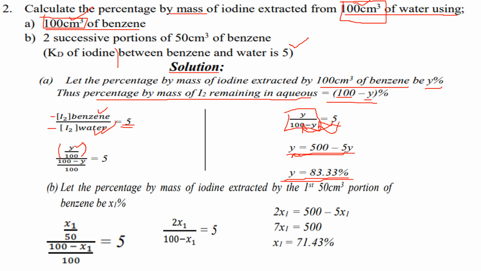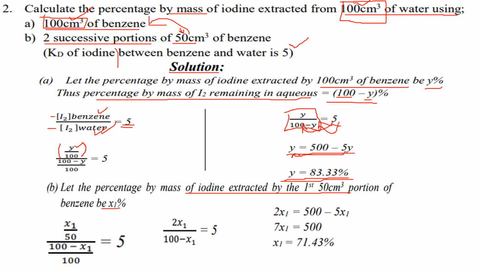So what happens when you just use portions of it? Like in part 2, they said we use two successive portions of 50 centimeters cubed. When you add up those 50, we can get up to 100, like in part A. So first of all, you have to dictate the percentage by mass to be extracted in your X1. So since we let the percentage of iodine to be extracted in the first 50 centimeters cubed of the portion be X1, what will be the mass left in the aqueous solution or in water?